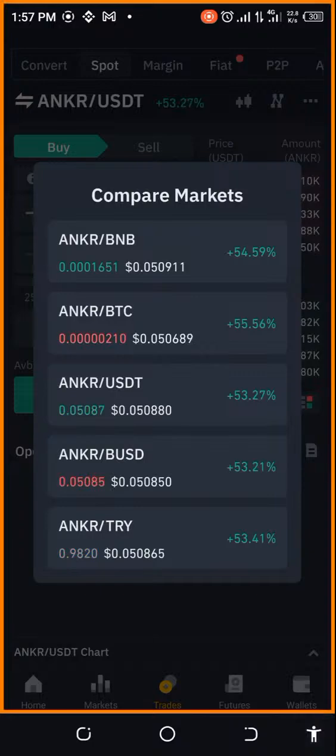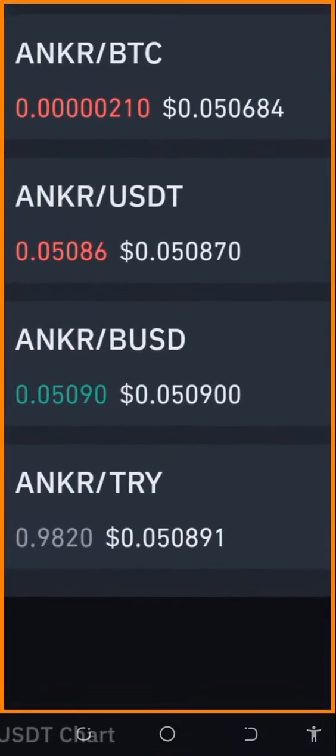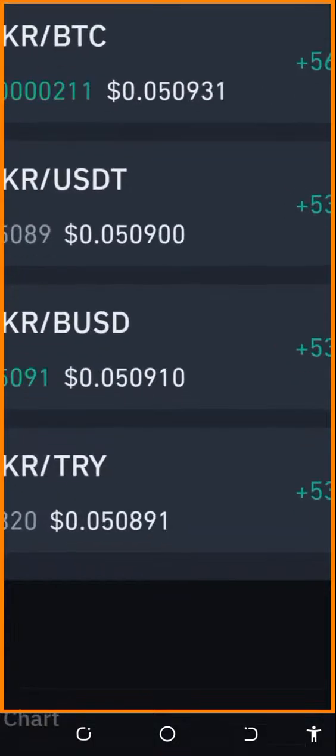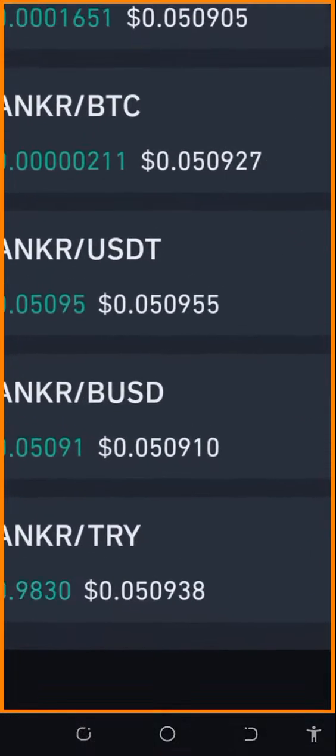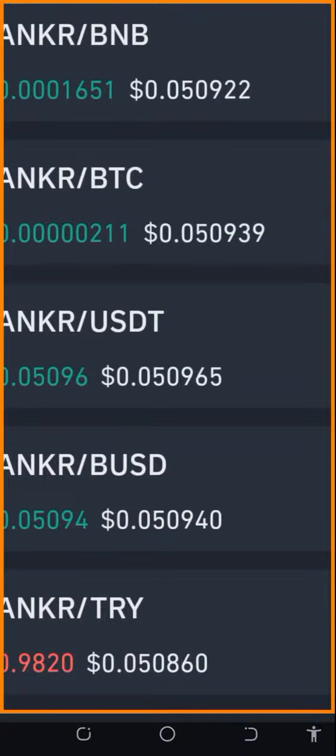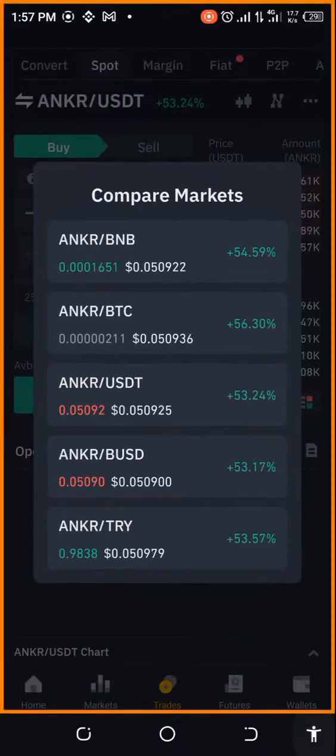Okay, today we're currently on ANKRUSDT. We're on the compare markets for ANKR coin, looking at the opportunities that are there. We're looking at the prices. I can see the prices are rapidly changing, going up and down for a few moments. So I'm just waiting for it to get to a very considerable range.